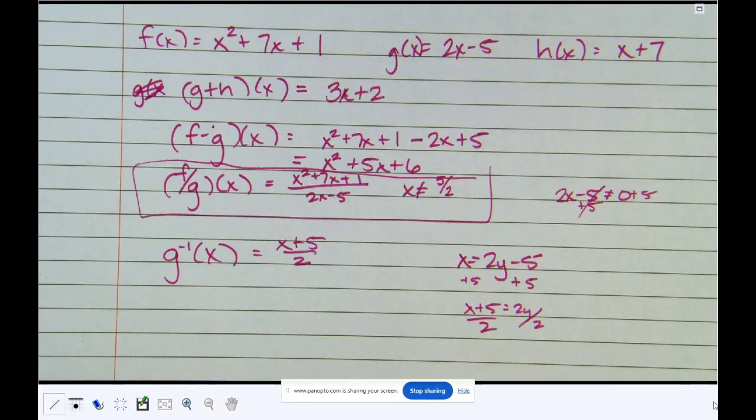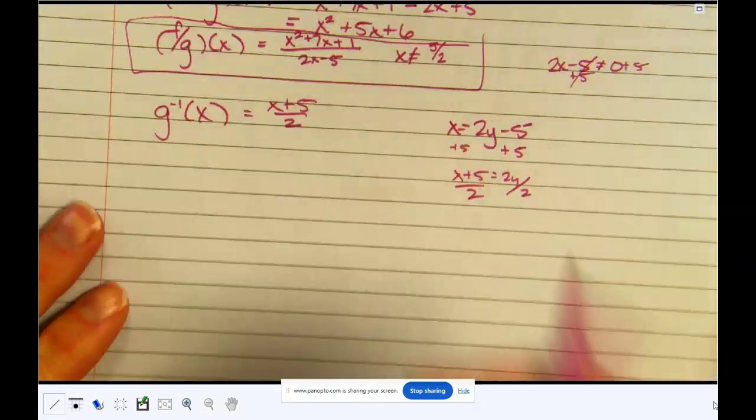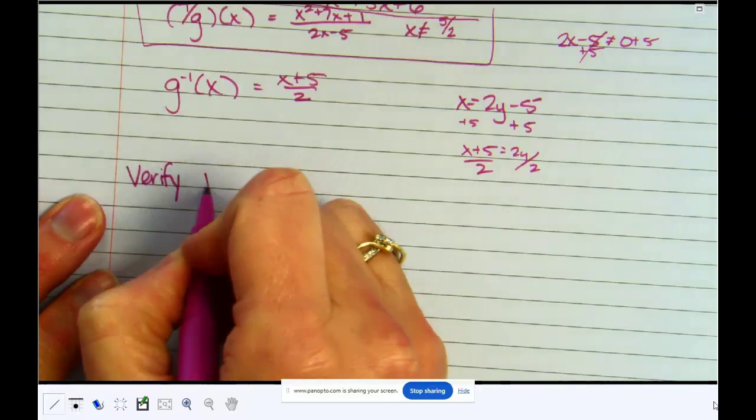Now, we could have done that on Friday, but I wanted to make the connection between this one and the next one. This would be number 6.